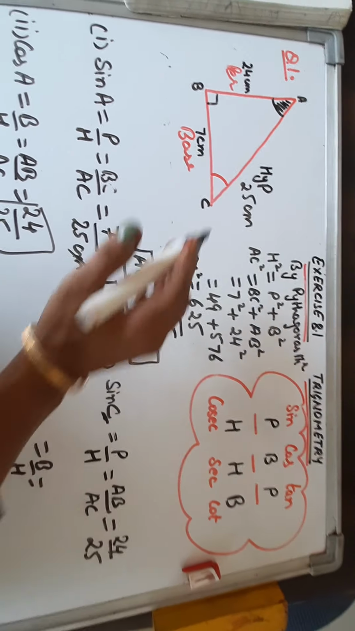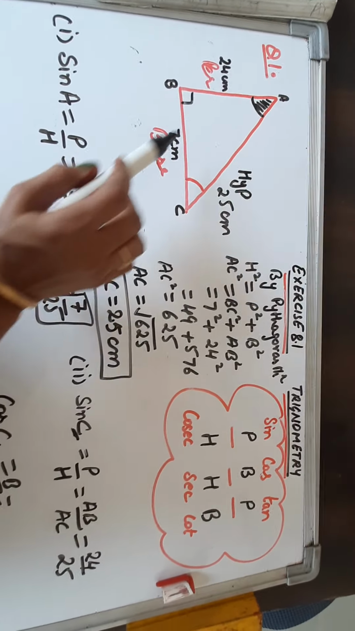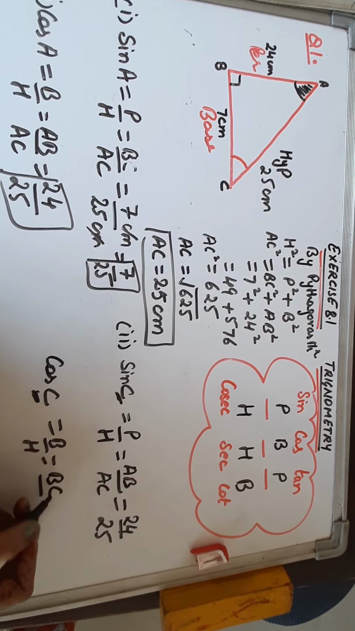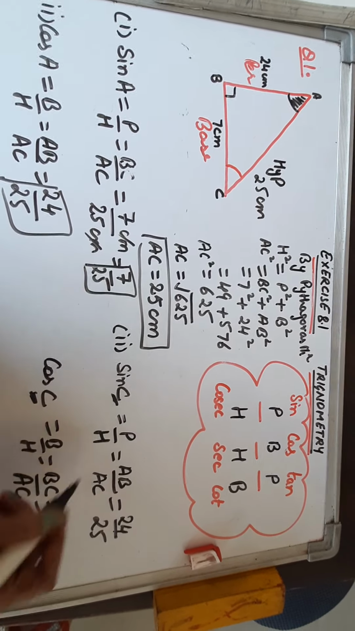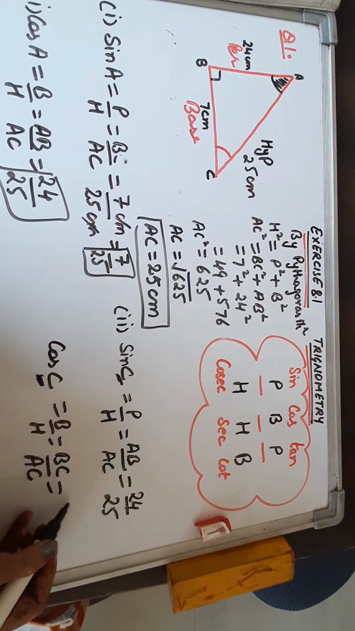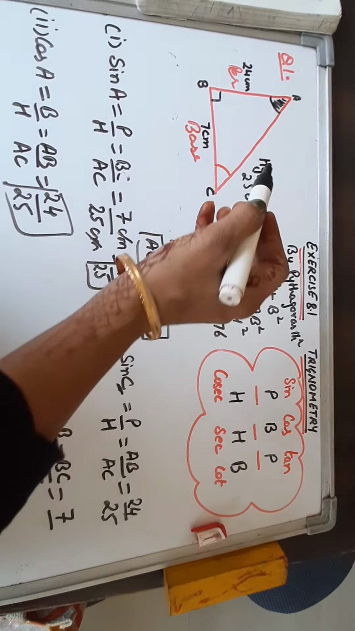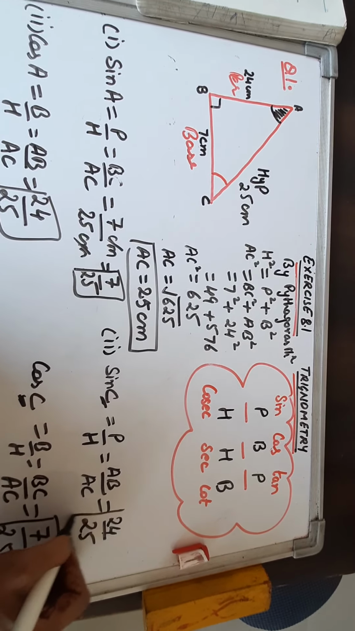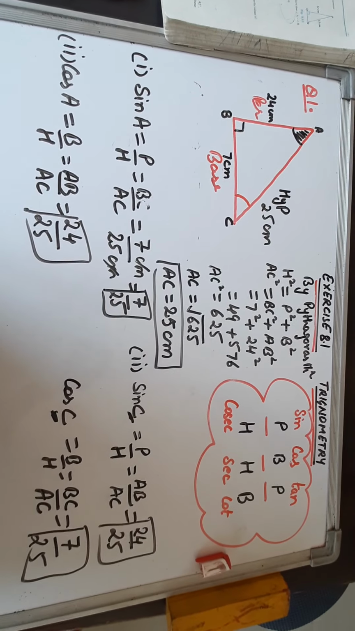So again for angle C, this is the perpendicular, this is the base. So the base is BC upon hypotenuse AC. BC is 7 centimeter. We write down 7 upon hypotenuse, which is 25 centimeter. So this is the answer to the second part. I hope it is clear to you.